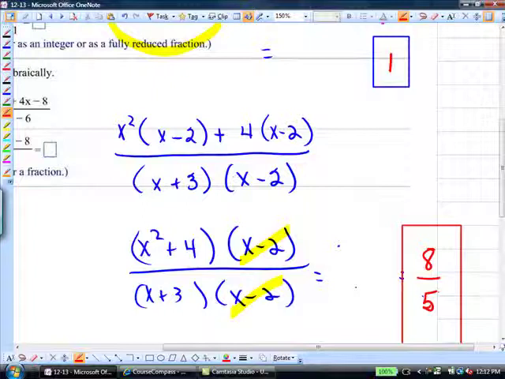So, any questions on using those rules? And most of it's direct substitution. If you can't, then you can factor.